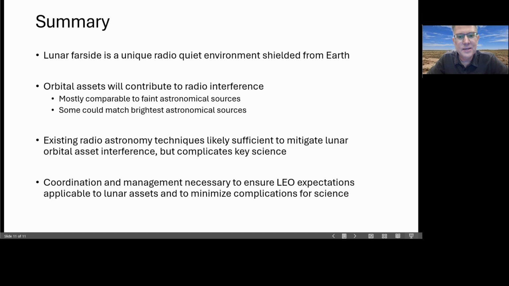So we don't want this to be kind of a forget-about-it message, but we definitely want to maintain some sort of coordination and management to make sure that the orbital assets that do go to the moon aren't wildly different than the sort of things we're seeing in low Earth orbit. So that's it. Thank you very much.